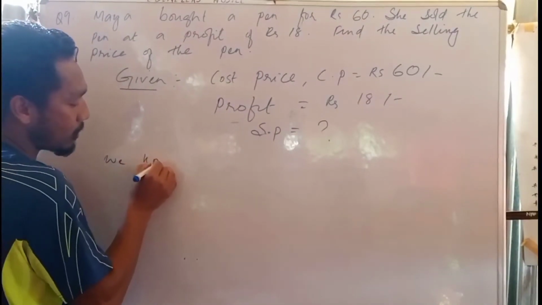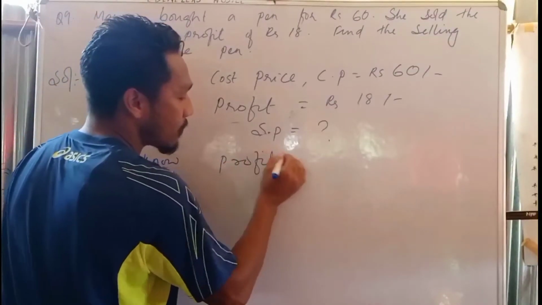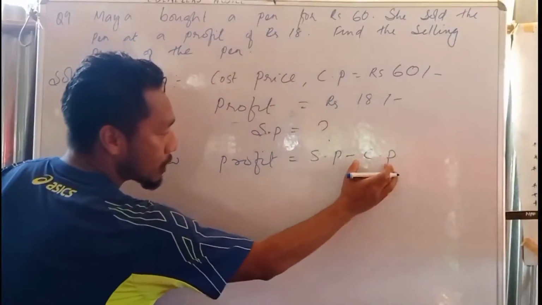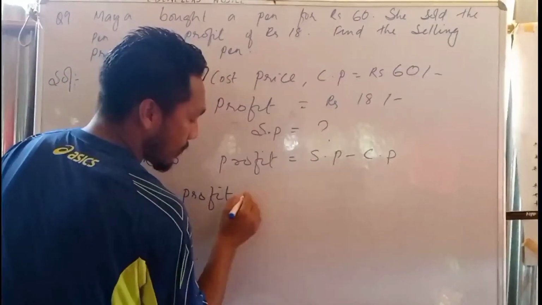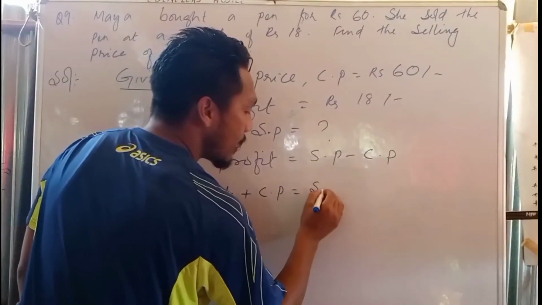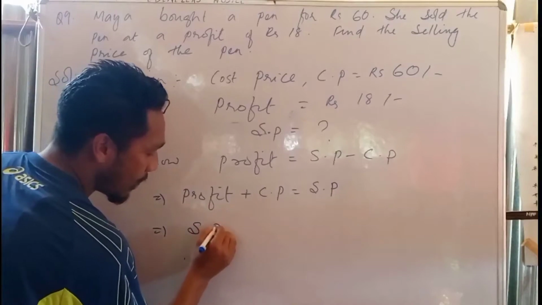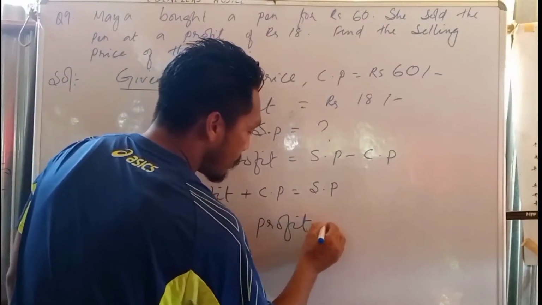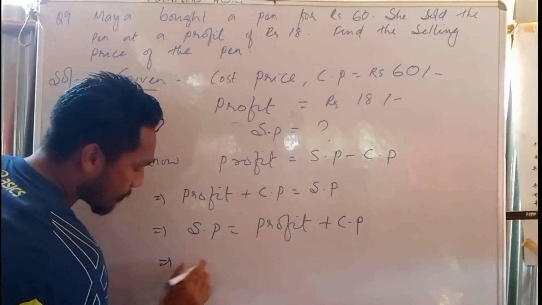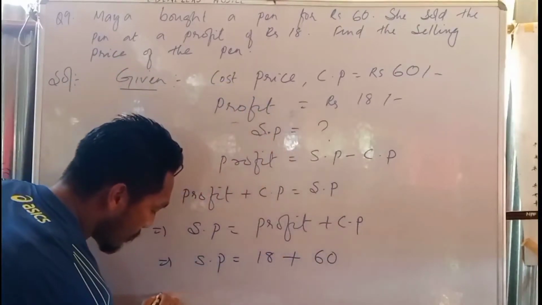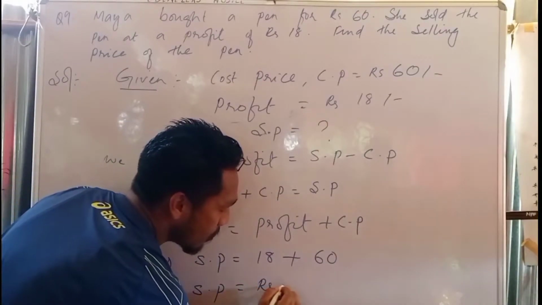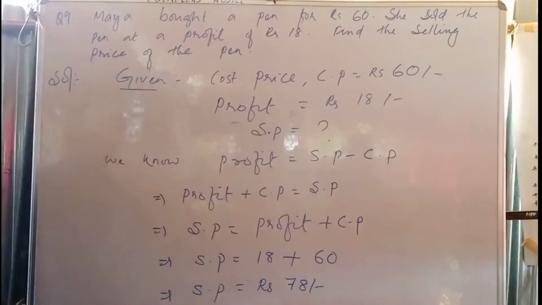So we know that profit is equal to SP minus CP. Now this CP, if I send it to the other side, will become plus CP. So I can write SP as profit plus CP. That is, selling price is equal to profit, given 18, plus cost price, given 60. So if I add these two numbers, our selling price is rupees 78. Therefore Maya sold the pen at rupees 78.